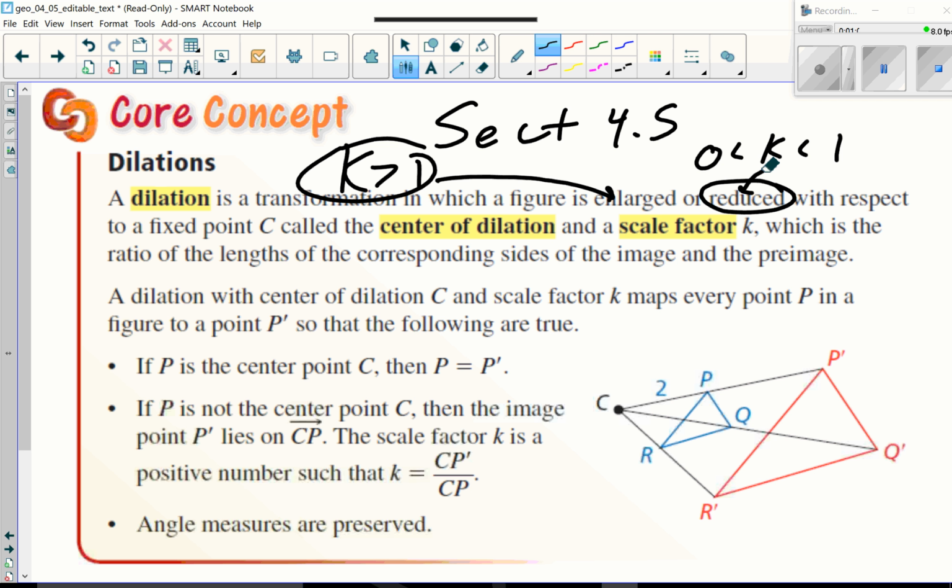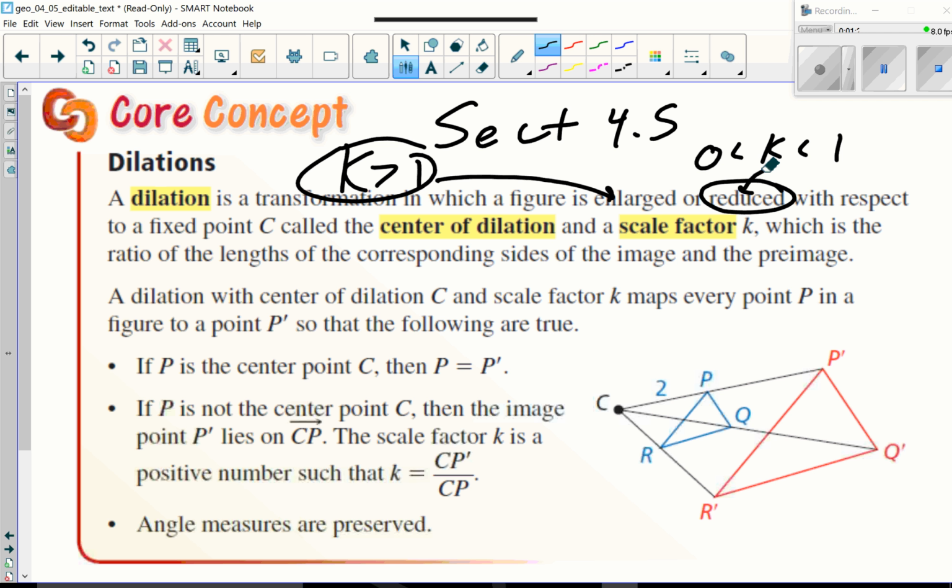Okay. The key thing here is that this is not rigid motion, where the side lengths were constant and the angles were constant, as in they stayed congruent. In any type of dilation, the angles are maintained, they're preserved, they stay congruent. It's the side lengths though that are changing, so that's not rigid motion.